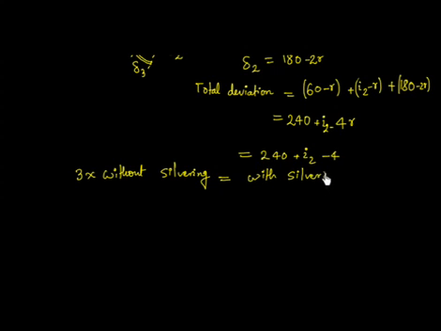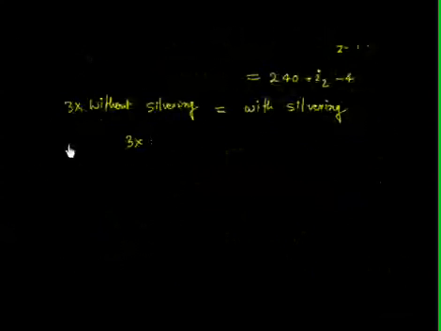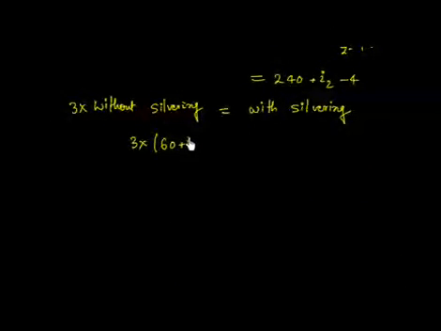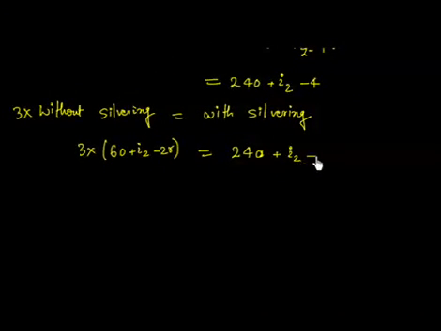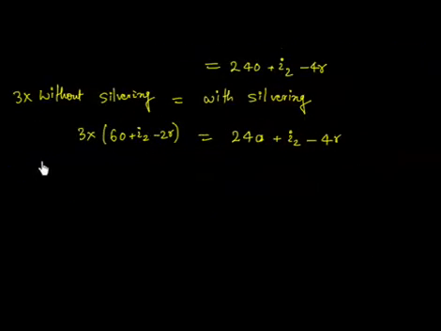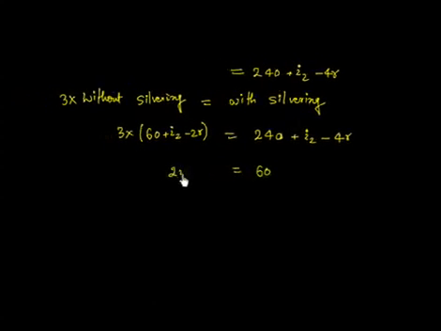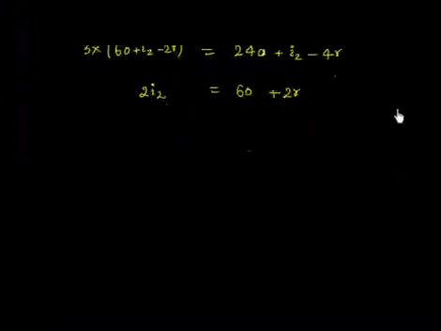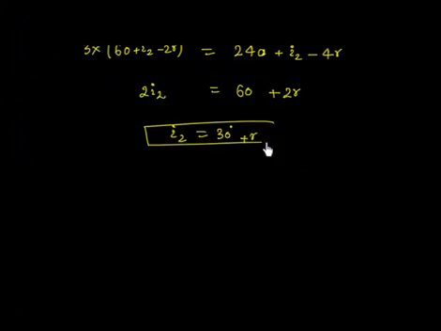Now we can solve this one. So this is 60 plus I2 minus 2r, and this is equal to 240 plus I2, and this is minus 4r. So what you will have? 60 into 3, 180, 180 minus, so this is 60. You will have 3I2 and this goes, so you will have 2I2, and 6, this goes this side, so you will have 2r. So now I will have I2 is equal to 30 degree plus r. So this is the one expression I will have.